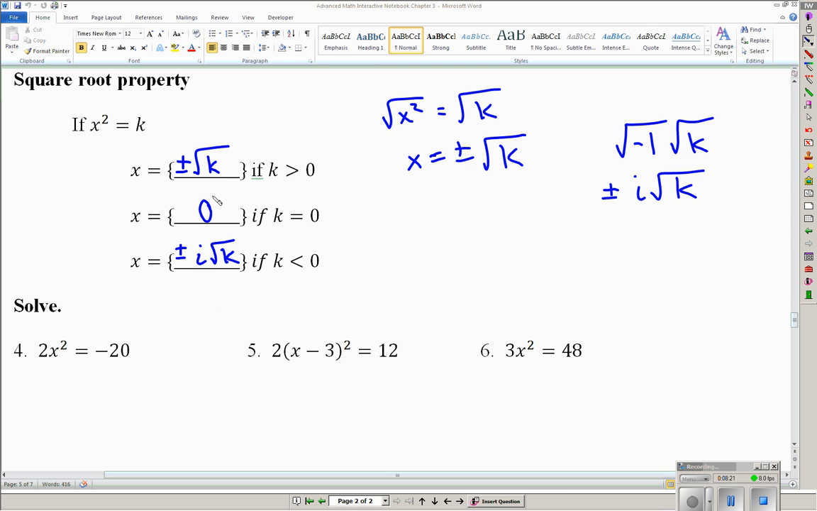If you can take the square root of k, then it'll get a little bit more simplified, but sometimes you might still have pieces under the radical. Make sure that it gets as simple as possible.